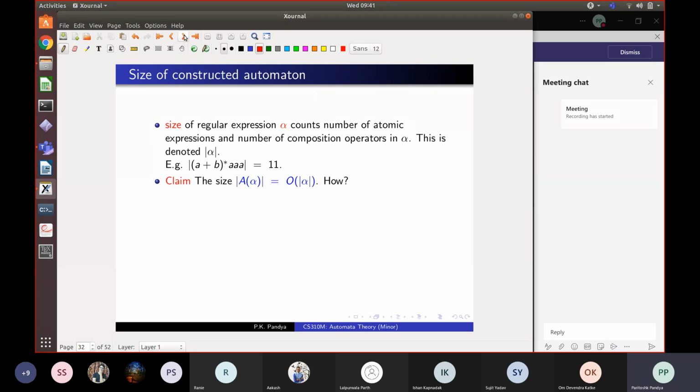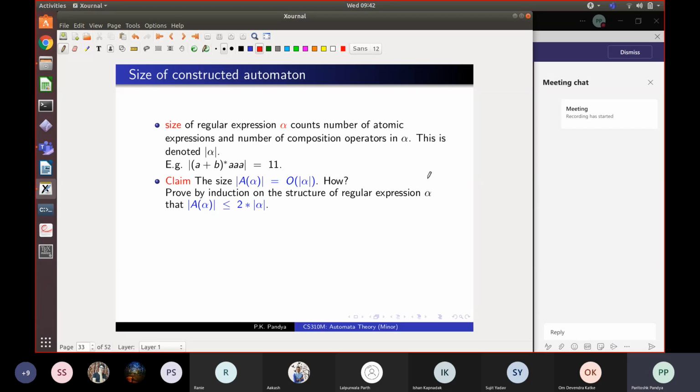So I'm going to do the proof a little more carefully today so that you can understand. We prove this again by structural induction on alpha. And what we prove is the following, that the size of the constructed automaton for any regular expression alpha is less than or equal to twice the size of the regular expression. Remember, the size of the automaton is the number of states of the automaton constructed. Size of regular expression is the number of symbols occurring in the regular expression, right? And we will show this again by induction on the structure of the regular expression.